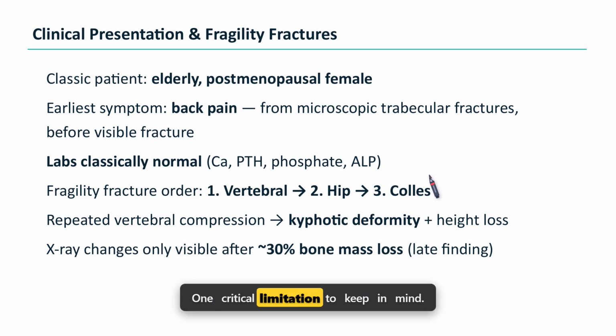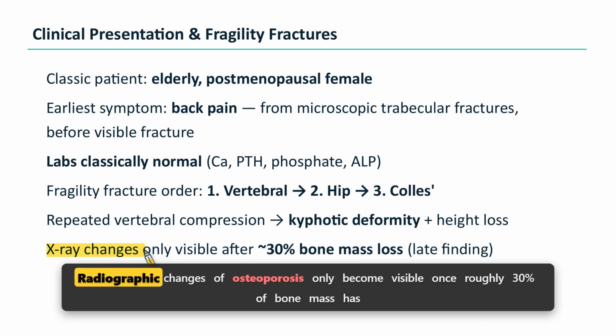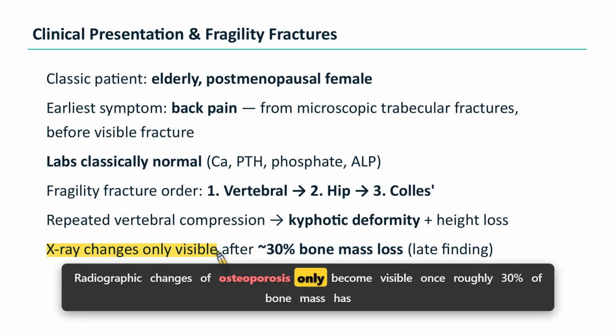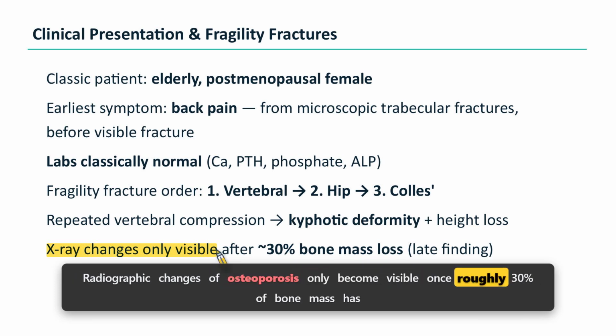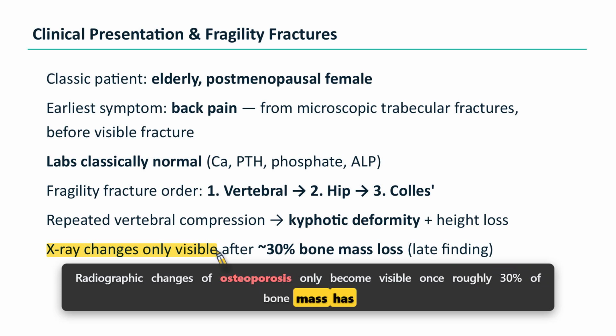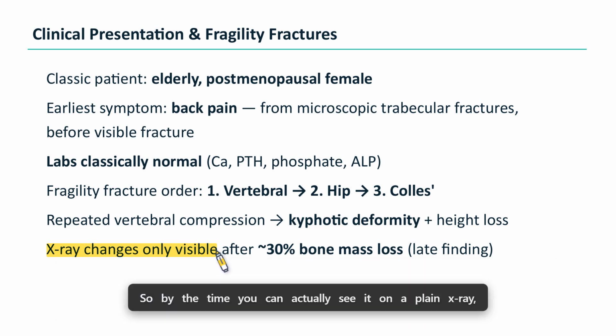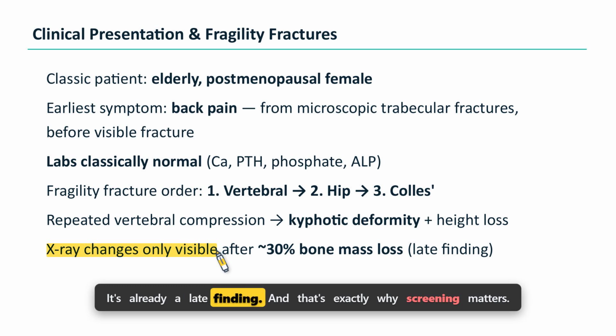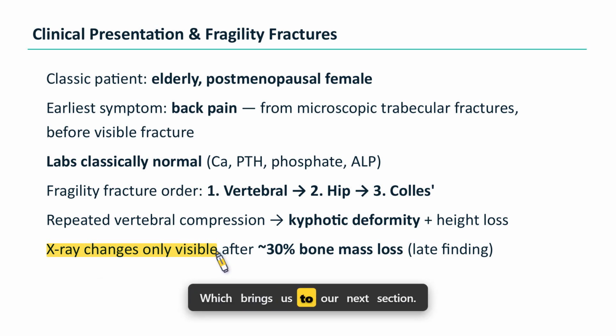One critical limitation to keep in mind: radiographic changes of osteoporosis only become visible once roughly 30% of bone mass has already been lost. So by the time you can actually see it on a plain X-ray, it's already a late finding. And that's exactly why screening matters, which brings us to our next section.